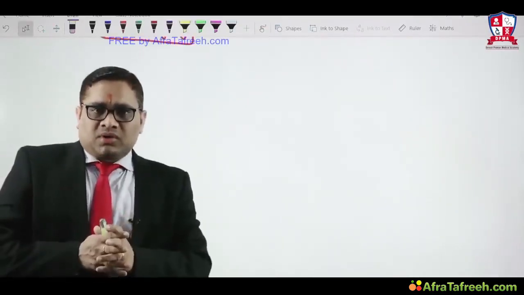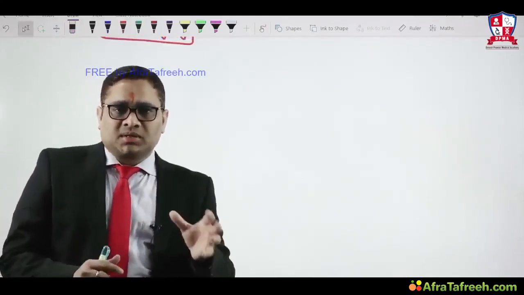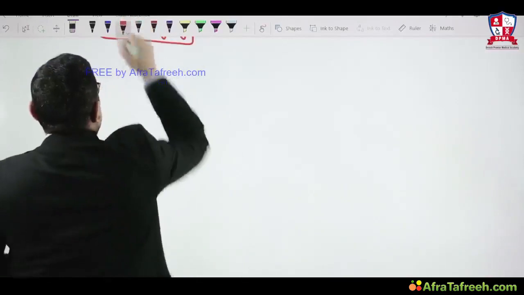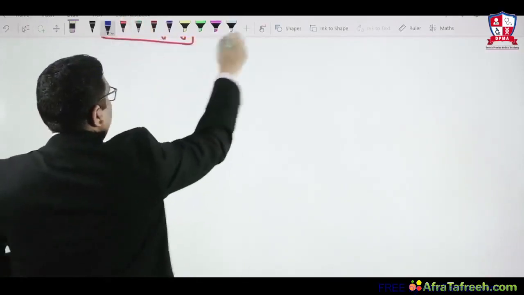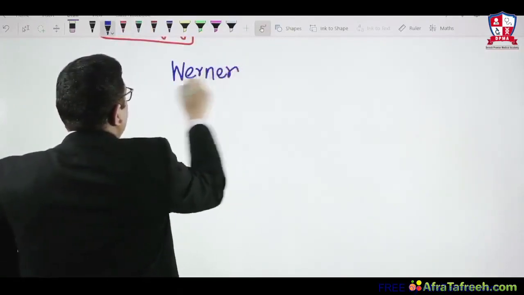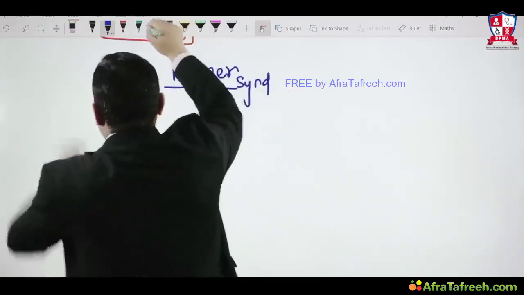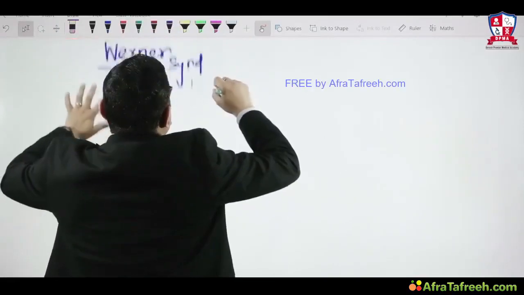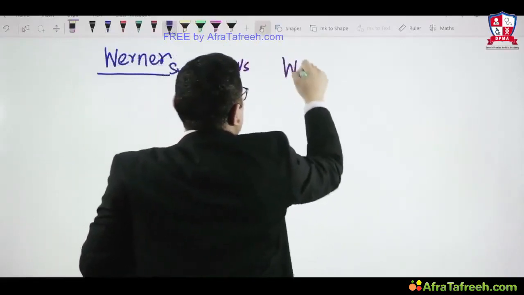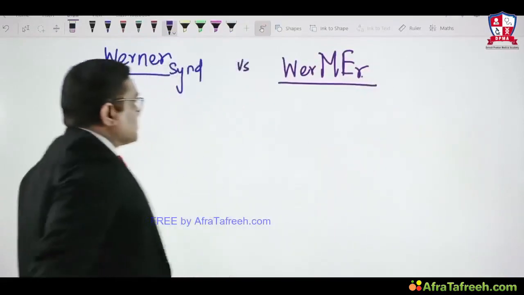Here I would like to tell you one syndrome. I am very particular about this because in the All India exam, this question had been asked 2 or 3 times, a quite challenging type of MCQ which we must remember, and that is Werner syndrome. One should not confuse Werner syndrome with another similarly spelled syndrome.